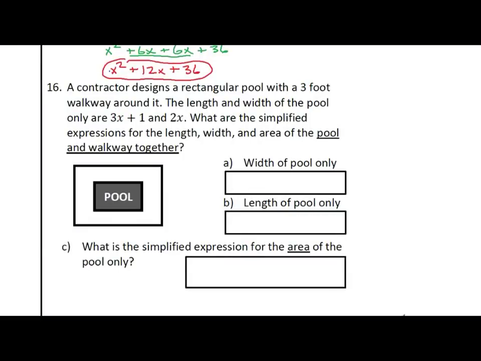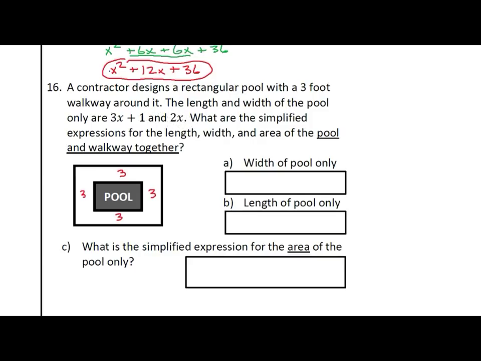Alright, question number 16 in our Polynomials test review. A contractor designs a rectangular pool with a 3-foot walkway around it. I'm going to label that right now. I know that this walkway is going to be 3 feet wide all the way around. The length and width of the pool only are 3x plus 1 and 2x.